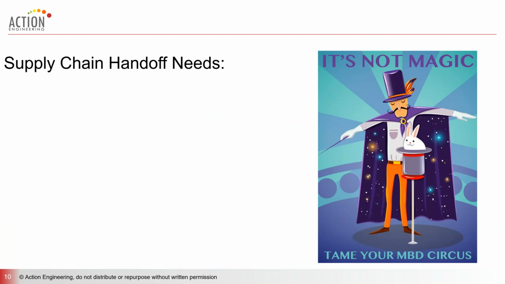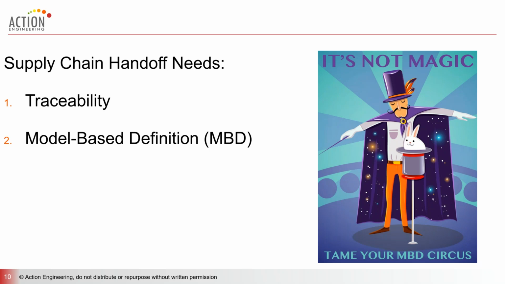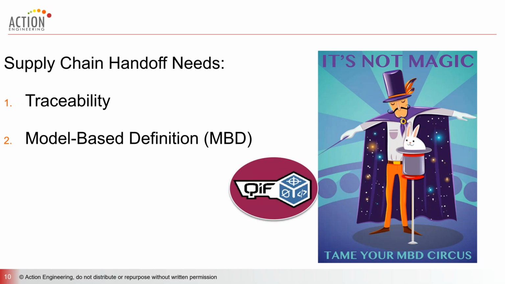So the supply chain handoff needs two big things, right? It needs this traceability, so we need a digitally connected handoff here. And it needs model-based definition. And we're going to dig into that further, of why the supply chain needs model-based definition to tame this circus. And we're going to really show how the quality information framework can really take our model-based definition efforts to the next level.